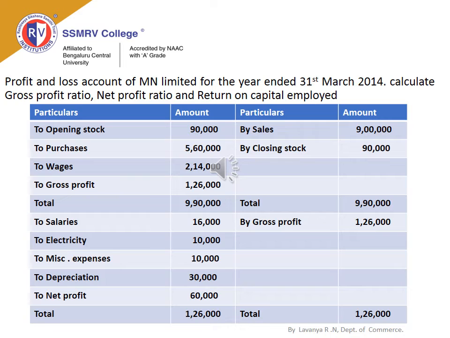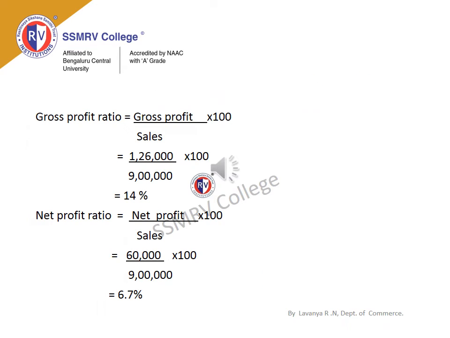We will understand the computation of profitability ratios. Profitability ratios will determine the efficiency of the business. A few examples of profitability ratios are gross profit ratio, net profit ratio, return on capital employed, and return on equity. From the available data, you are required to calculate gross profit ratio, net profit ratio, and return on capital employed. Let us understand the computation of gross profit ratio and net profit ratio.